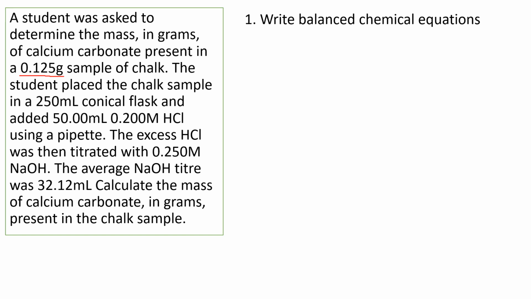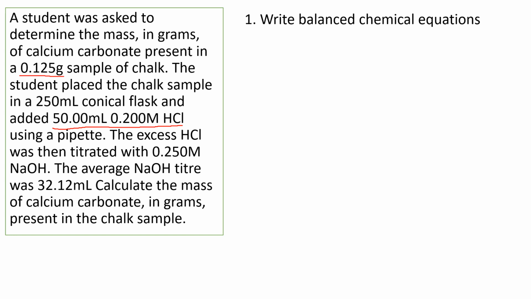But what they've effectively done is they've taken the chalk that contains calcium carbonate and they've reacted it with an excess of hydrochloric acid. So that's more acid than we need. And once the reaction is finished, they've then titrated any of the excess HCl with sodium hydroxide, concentration of which was 0.25 molar, and it required 32.12 milliliters of sodium hydroxide. And we're going to have to work backwards to work out how much calcium carbonate is in the chalk.